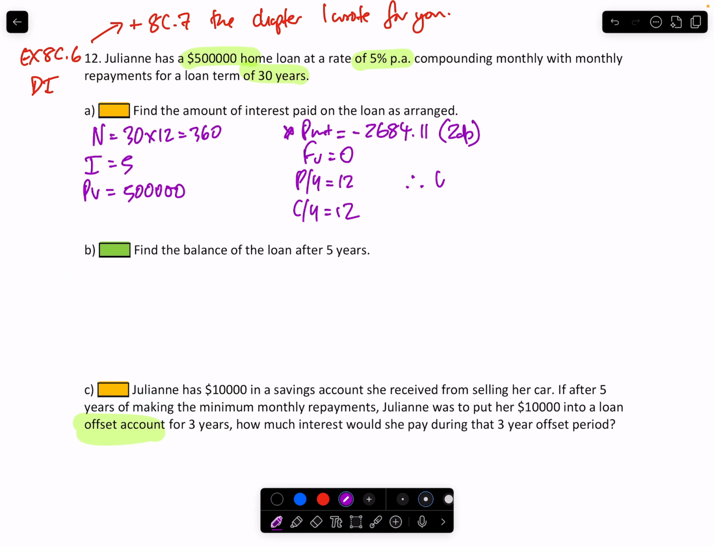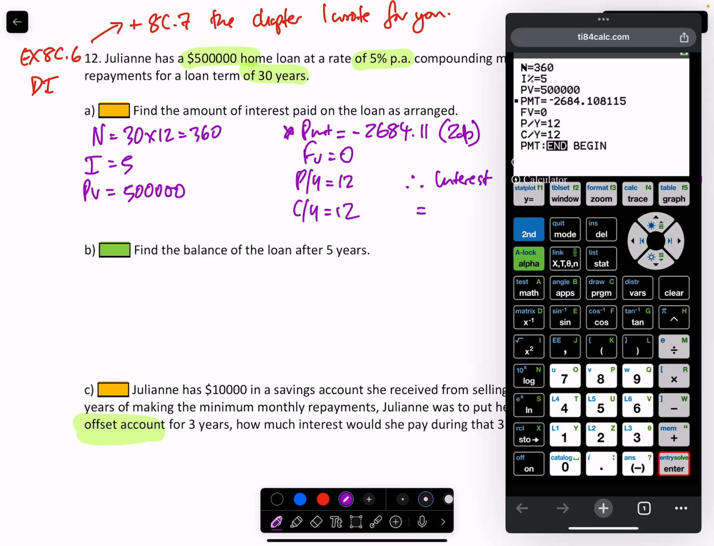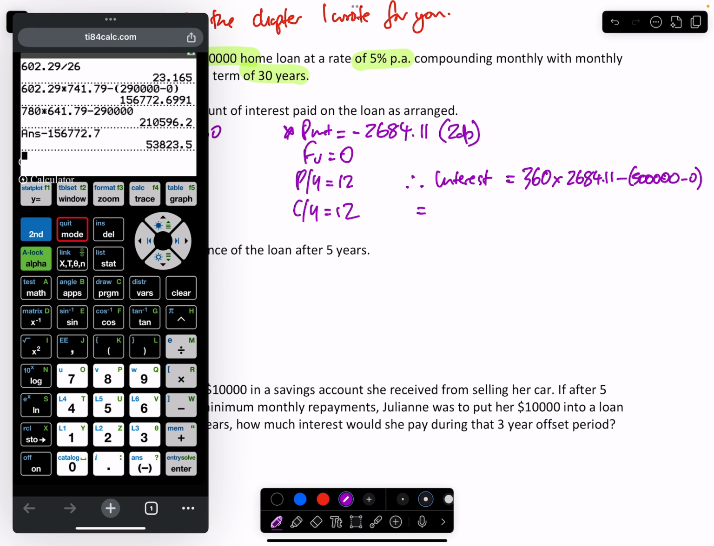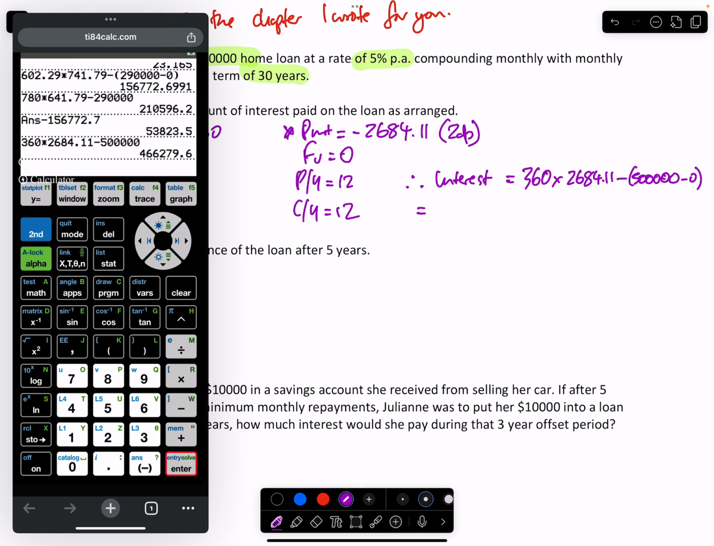Therefore, interest equals 360 times 2684.11, take away 500,000, take nothing, equals 360 times 2684.11, take 500,000. $466,279.60 interest paid by default if I don't do anything.